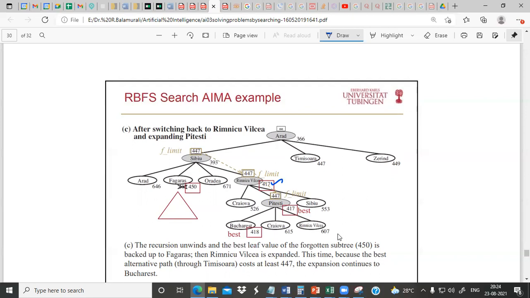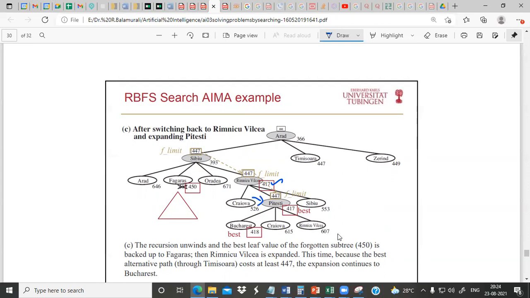Now we expand this. So we got Craiova, Pitesti, and Rimnicu Vilcea. So this is the f value. What is the f value for Pitesti? 417. Is 417 lesser than the f limit? Yes, it is lesser than the f limit. So now we are going to expand Pitesti.